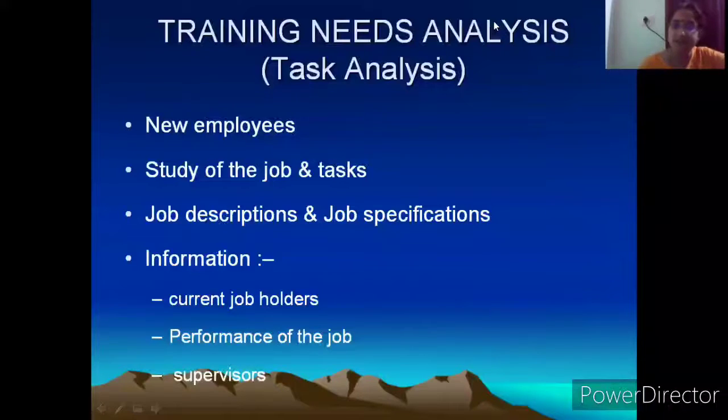Job description is what are the different things that you have to do related to the job. In other words, what are the different tasks that go into the job? What are the specific duties that have to be done in the job? Job specification speaks about, in order to perform those duties or those tasks, what qualification is required, what skills are required. So all these things relate to job specification.